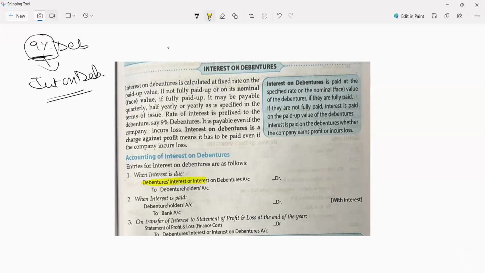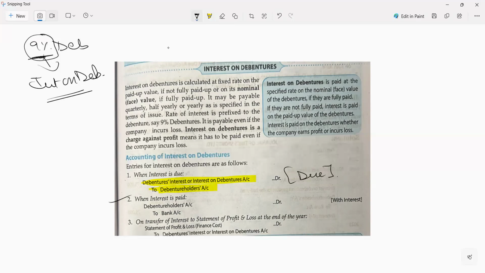Debentures interest or interest on debentures is one and the same thing. Because the company is paying it to the debenture holders, debenture holders are credited, and interest on debentures is an expense, so that is why it is debited. This is the entry for the due when the interest on debentures is due. And this is the entry when it is paid.